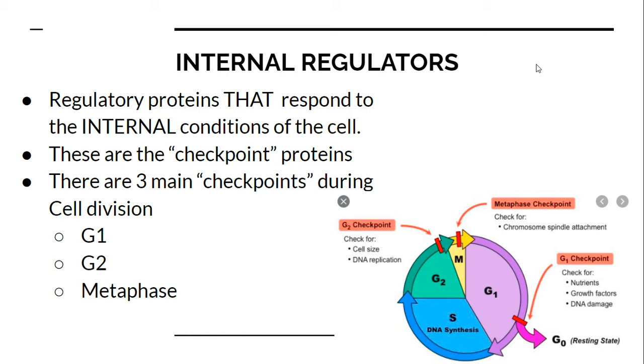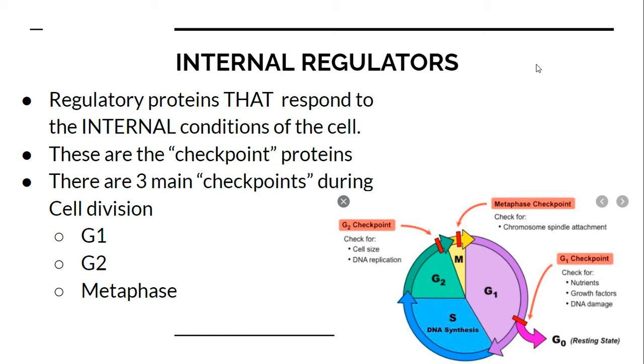The G1 checkpoint is going to check for: is there enough nutrition? Is there enough growth factor? Is there any DNA damage? If everything checks out and everything's good, then it allows the cell to continue on to the S phase. If everything does not check out, then that cell may enter into G0, which is a resting stage. So it's going to stop the process of the cell cycle.